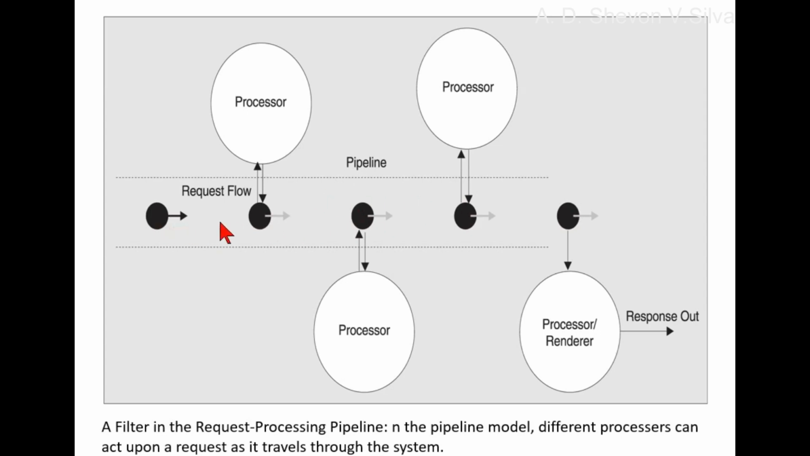Here you can see the request flow, and this is the pipeline here. Here the request flow interacts with processors, and here the request interacts with the processor and renderer and provides the response out.